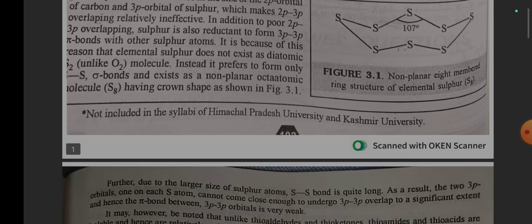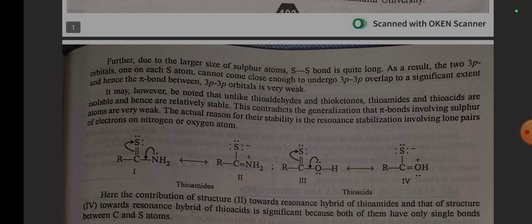as shown in the figure. Further, due to the large size of the sulfur atom, the S-S bond is quite long. As a result, the two 3p orbitals, one on each S atom, cannot come close enough to undergo 3p-3p overlap to a significant extent. Hence, the pi bond between 3p-3p orbitals is very weak. It may, however, be noted that unlike thioaldehydes and thioketones, thioamides and thioacids are isolable and hence are relatively stable.